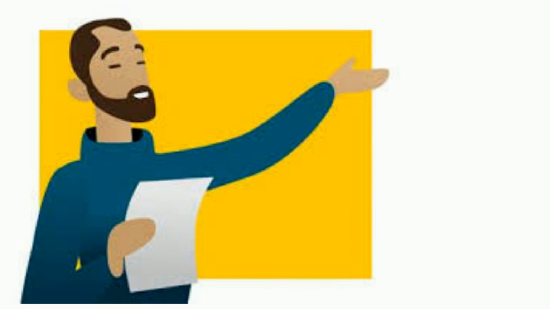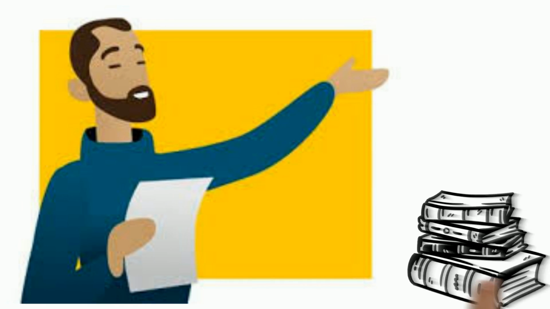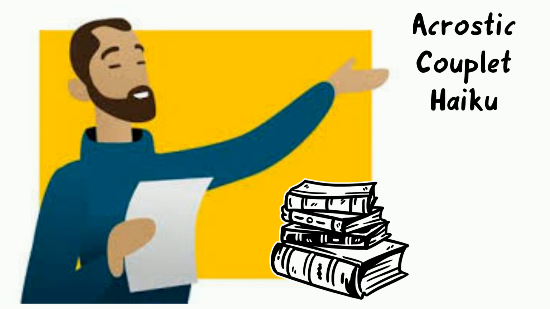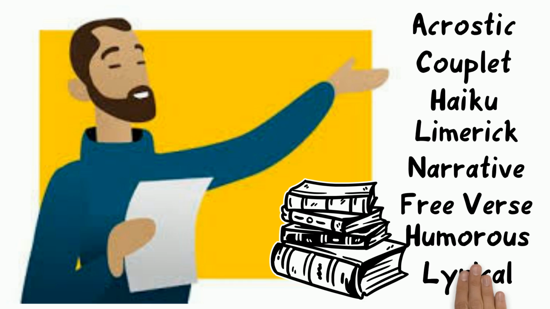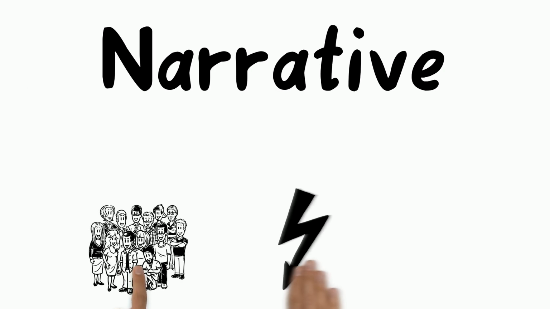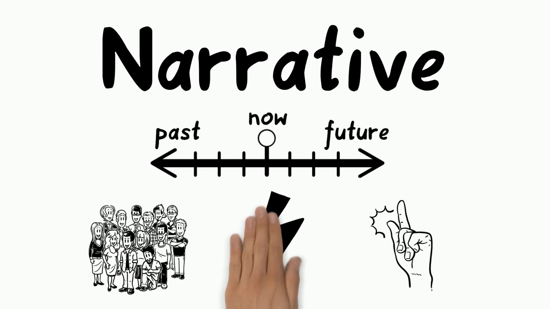There are many types of poems that poets write. Some common poems are acrostic, couplet, haiku, limerick, narrative, free verse, humorous, and lyrical. A narrative poem tells a story. There are characters, problems, solutions, and a beginning, middle, and end.